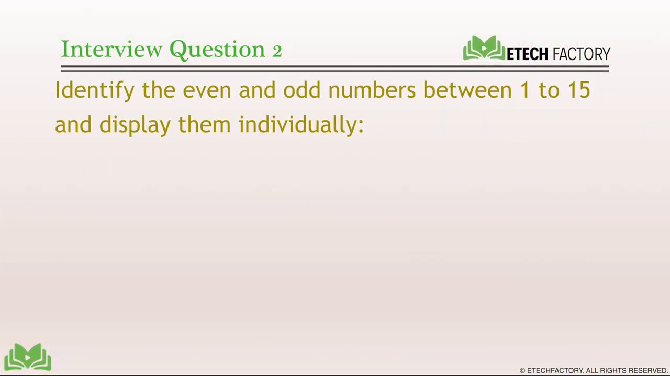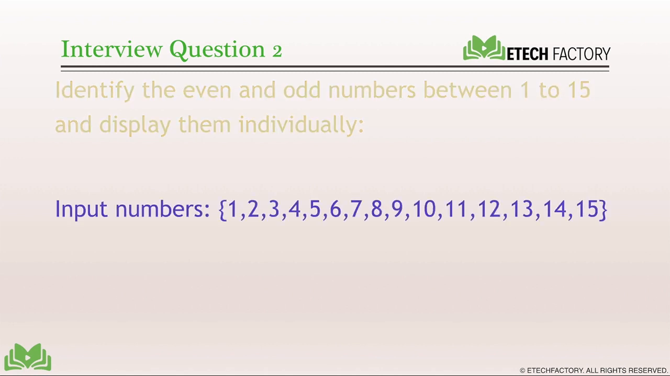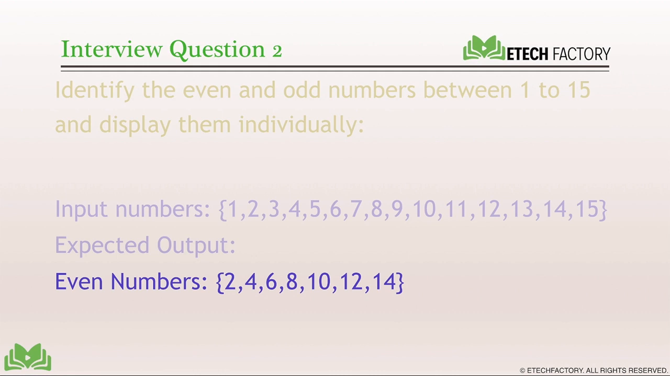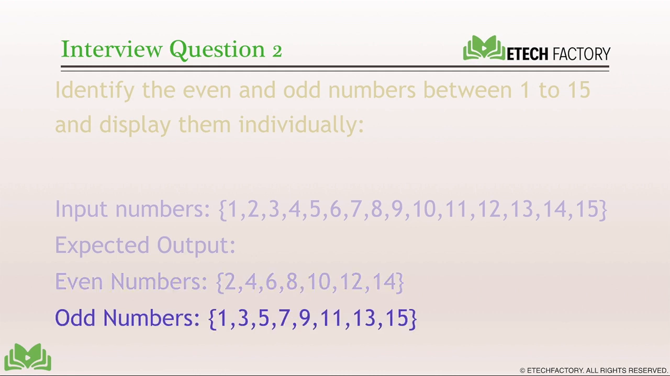The problem statement here is we are supposed to identify the even and odd numbers between 1 to 15 and display them individually. The input provided is the numbers from 1 to 15, which we have to store in an array. The expected output is a simple one: you're supposed to store the even numbers separately and odd numbers separately. The even numbers are going to be 2, 4, 6, 8, 10, 12, 14. Similarly, the odd numbers are going to be 1, 3, 5, 7, 9, 11, 13, 15.